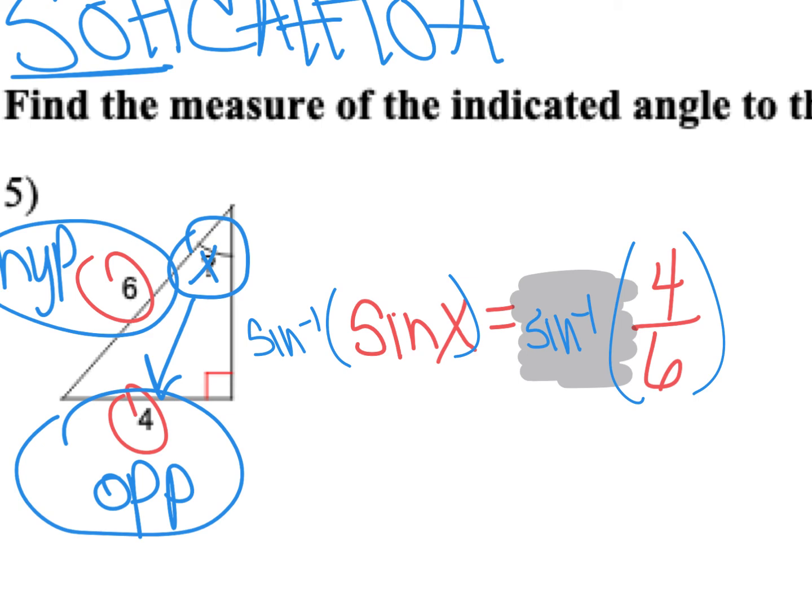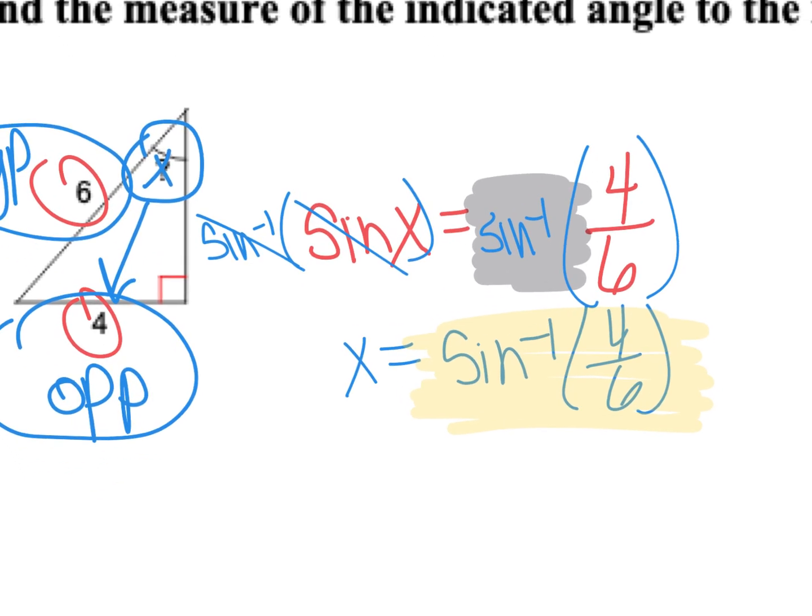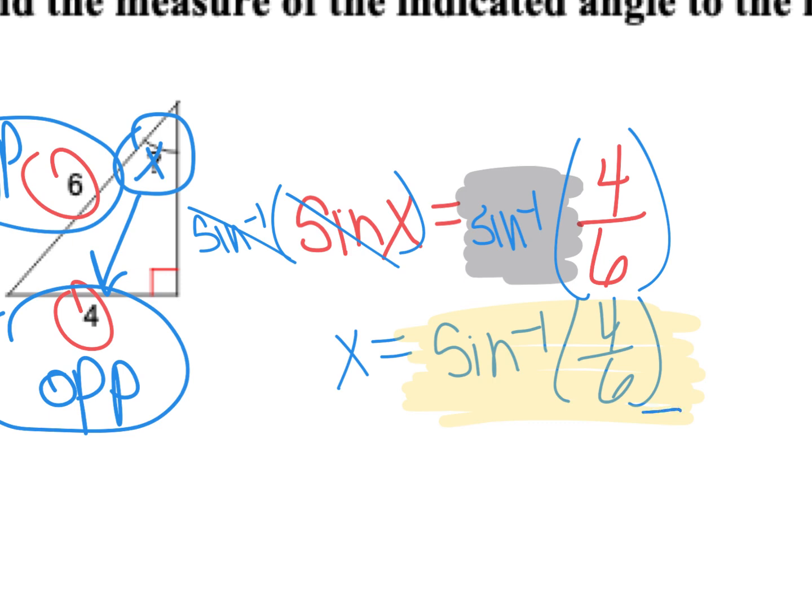What that does, just like division undoes multiplication, inverse sine undoes sine. So all you're left with is x over here, and you're left with inverse sine of a ratio over here. This is what you're going to put into your Desmos calculator. And remember, we already found where that inverse sine button is on our calculator. So you're going to put this exactly in there.